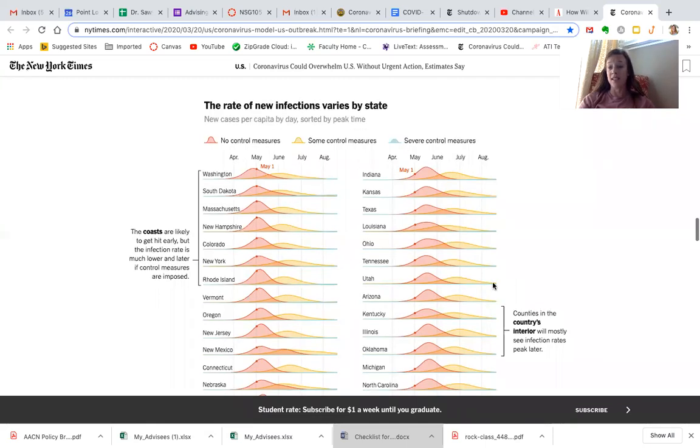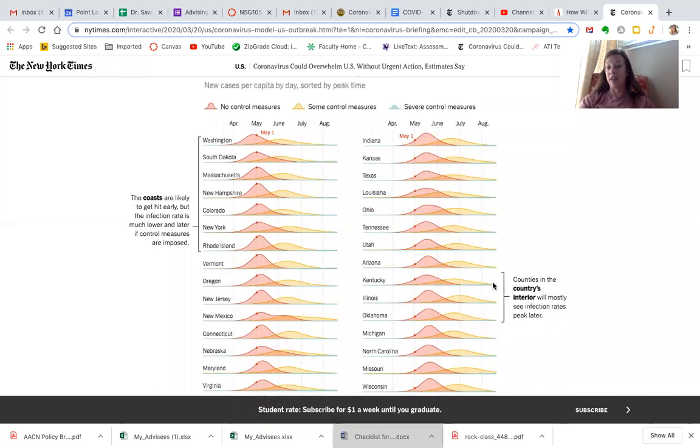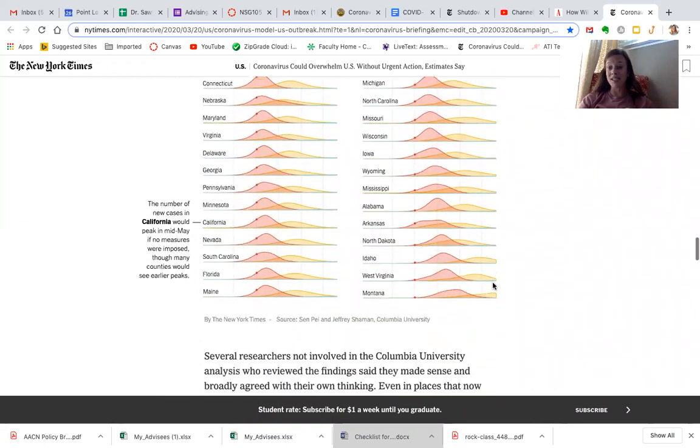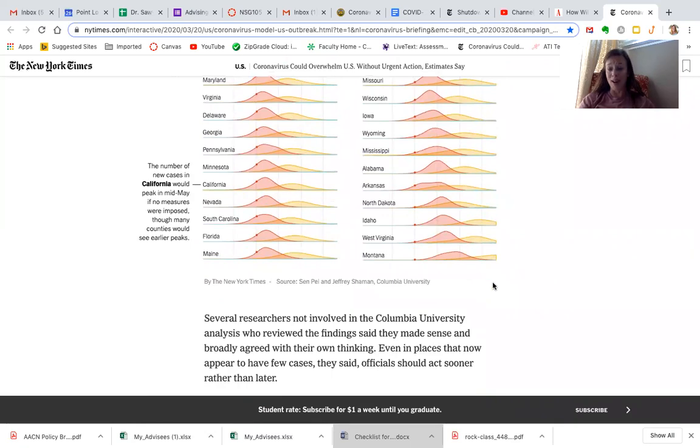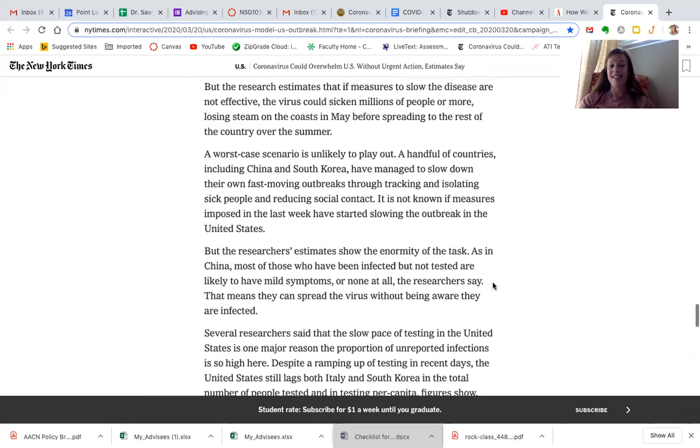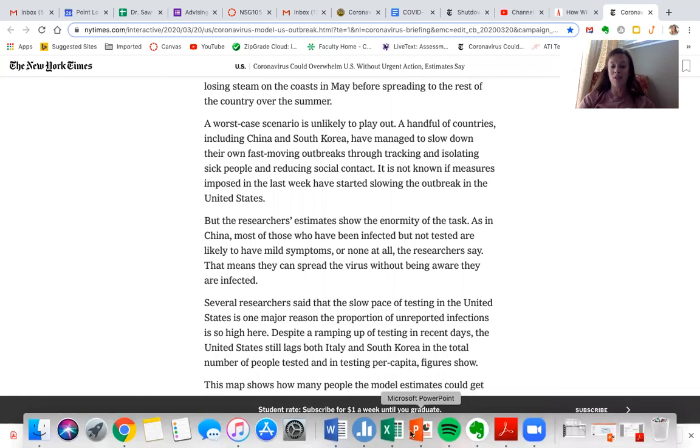And then this just breaks it down state by state, how we can flatten our curves. So social distancing, while incredibly hard, is so, so, so important. So that article is there for you.